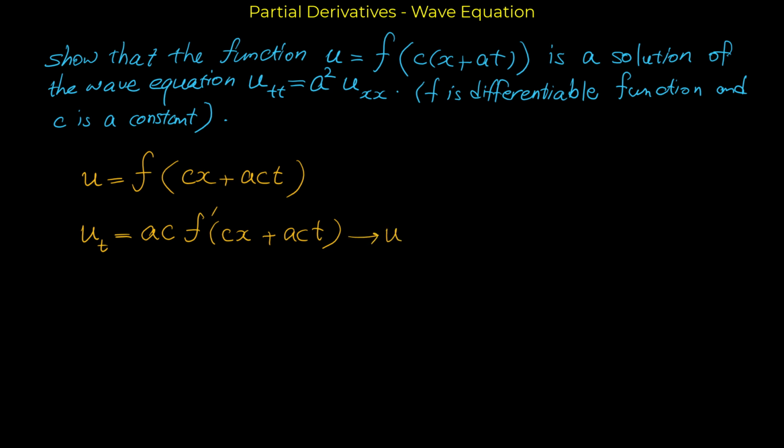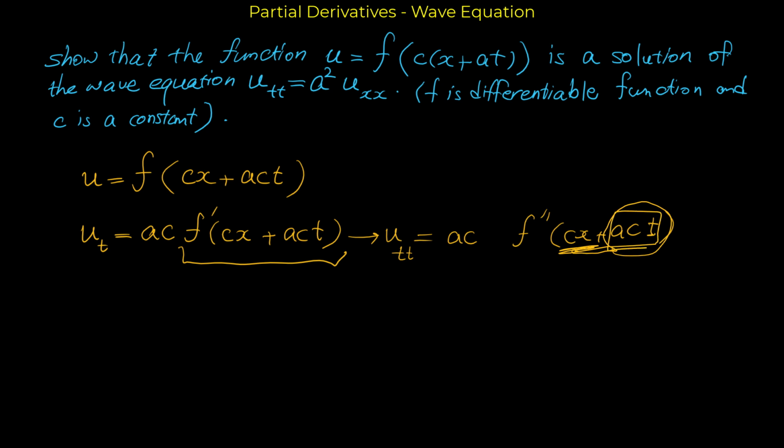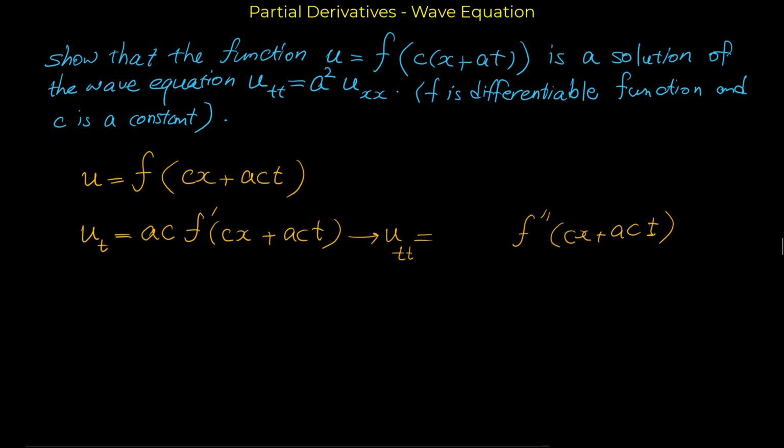Now from this we have to take the derivative again with respect to t to find the second order partial derivative of u with respect to t. For finding the derivative of this, ac is a coefficient, so we keep the coefficient here. Then we find the derivative of f prime, which is f double prime of cx plus act. But again, we have to multiply by the derivative of the inside. The derivative of cx is 0, the derivative of act is ac, and ac multiplies by this ac. So at the end, we have a squared c squared. And this is the second order partial derivative of u with respect to t.